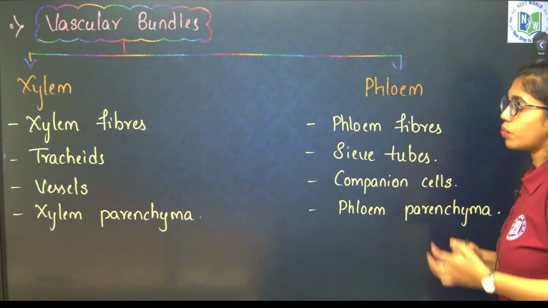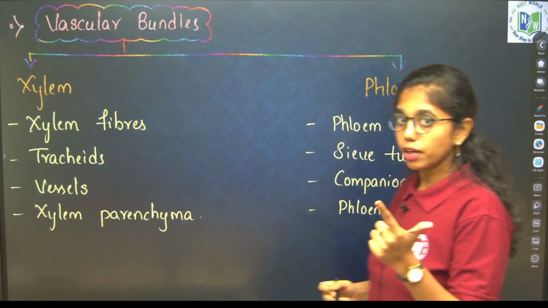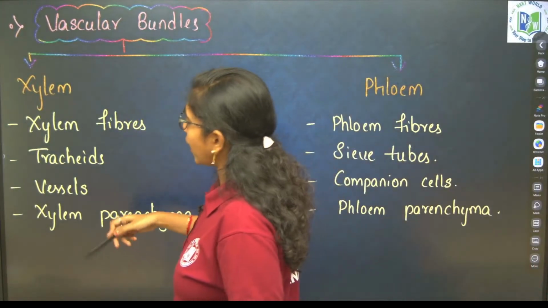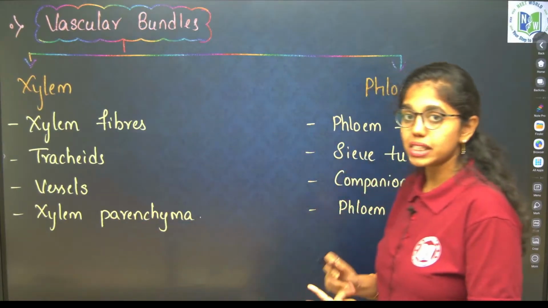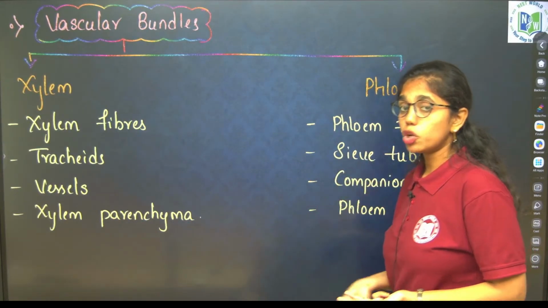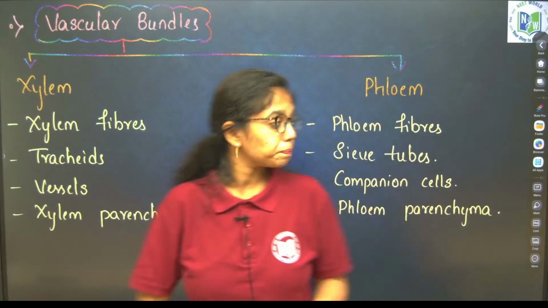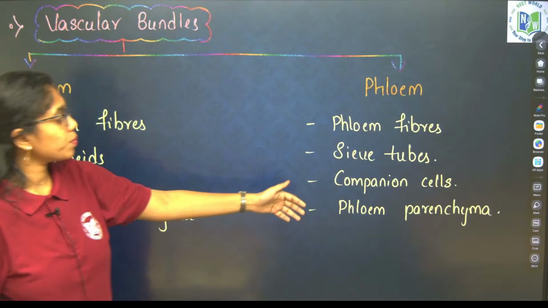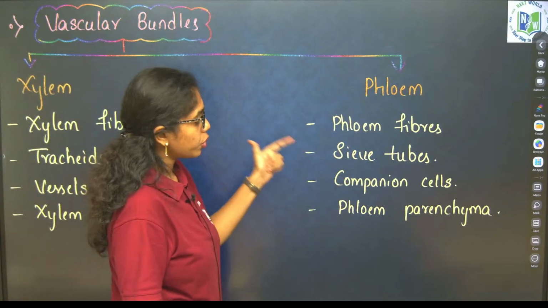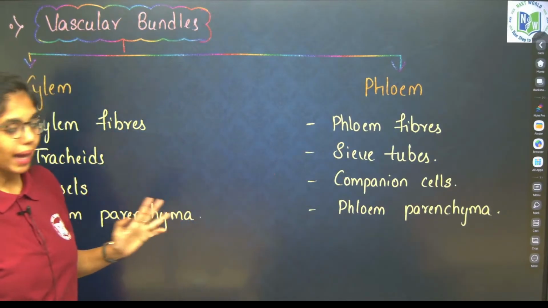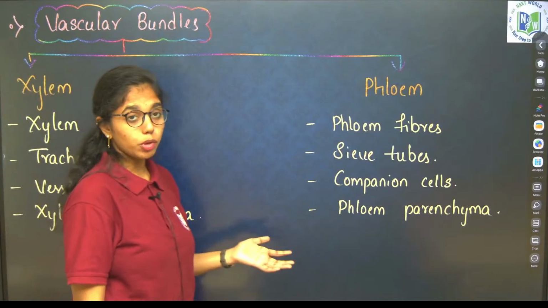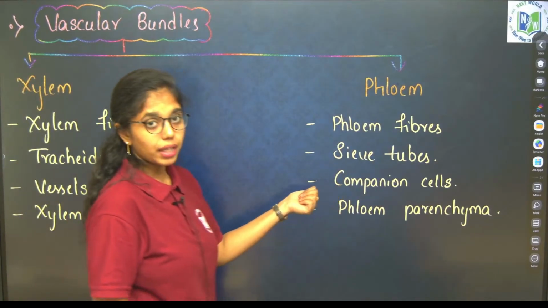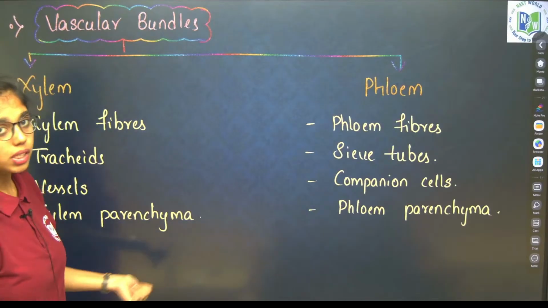Vascular bundles include xylem and phloem. Xylem has xylem fibers, tracheids, vessels and xylem parenchyma, whereas gymnosperms do not have vessels. In phloem also we have 4 different types of tissues. Phloem fibers, sieve tubes, companion cells and phloem parenchyma, whereas in gymnosperms instead of companion cells we have albuminous cells.